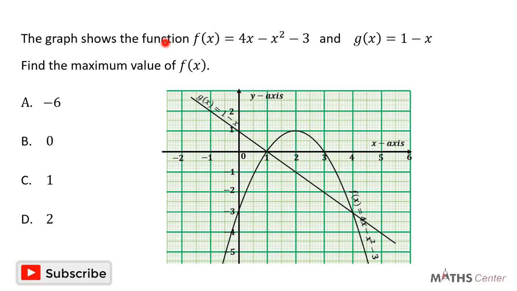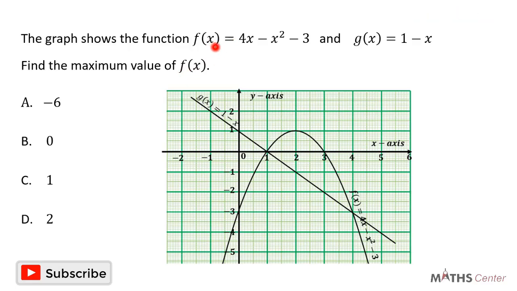The graph shows the function f of x is equal to 4x minus x squared minus 3 and g of x is equal to 1 minus x. Find the maximum value of f of x. This is a multiple choice question, and so we are going to solve the question, and after that we pick the correct option. The question says that we should find the maximum value of f of x.